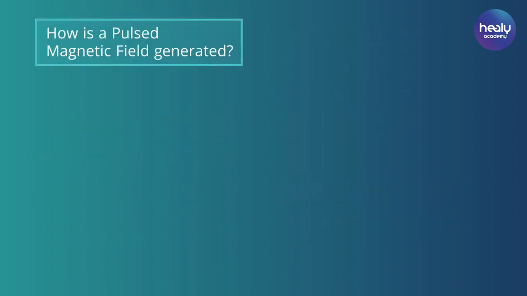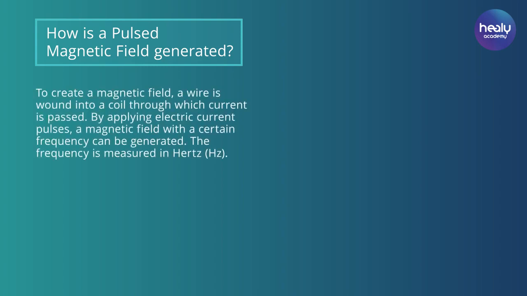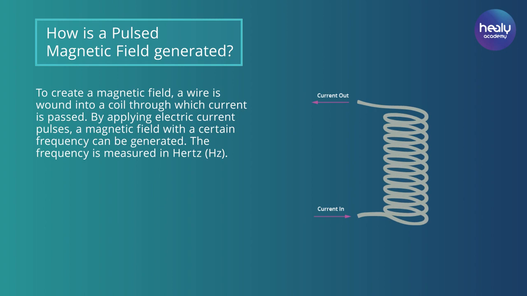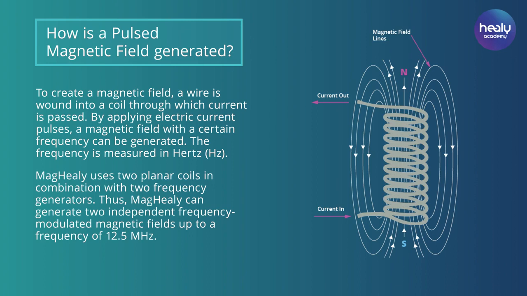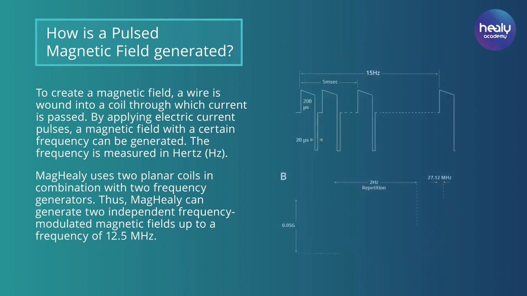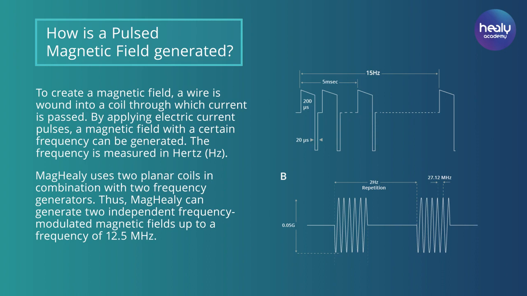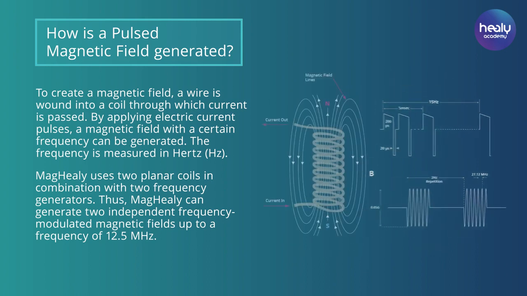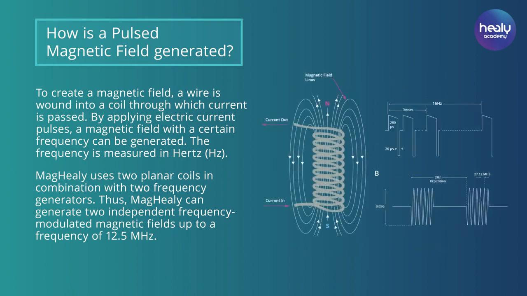How is a pulsed magnetic field generated? MagHealy does not create just a single electromagnetic field. While classical pulsating magnetic fields are created by applying electric current to a coil, MagHealy uses two flat coils in combination with two frequency generators to create two independent frequency-modulated magnetic fields with a frequency of up to 12.5 MHz, interacting with each other and their environment.